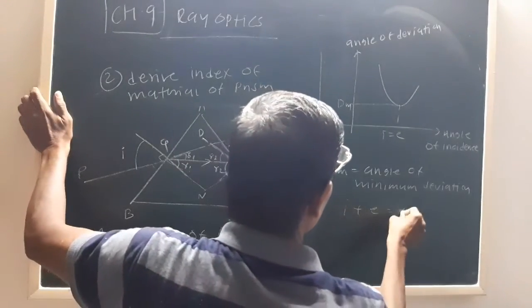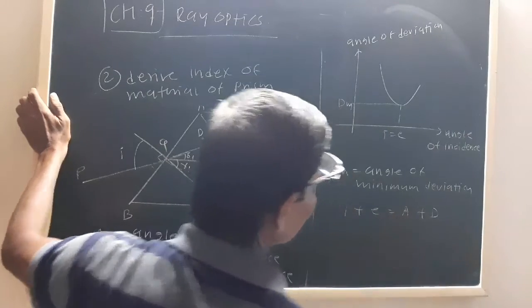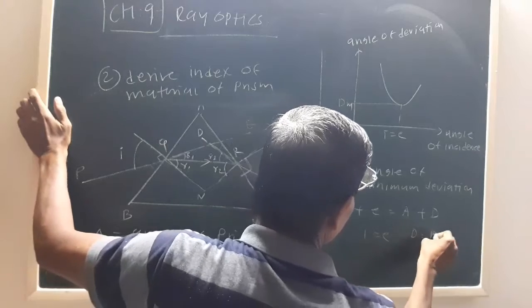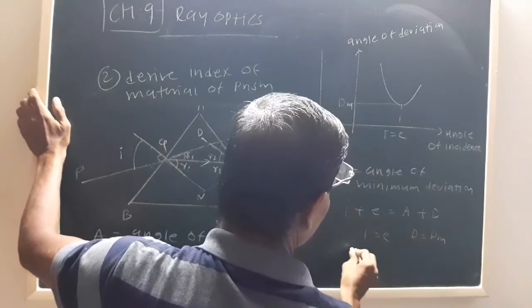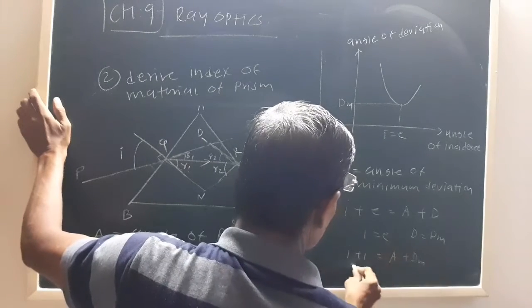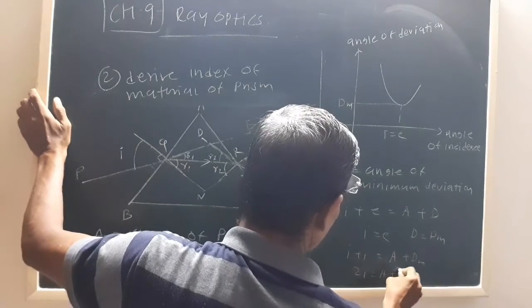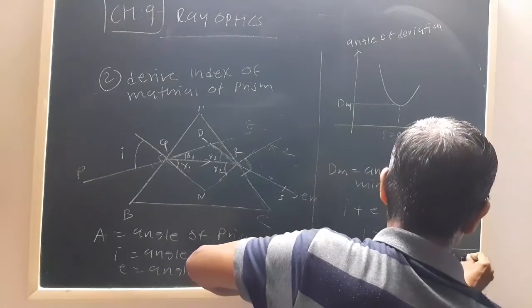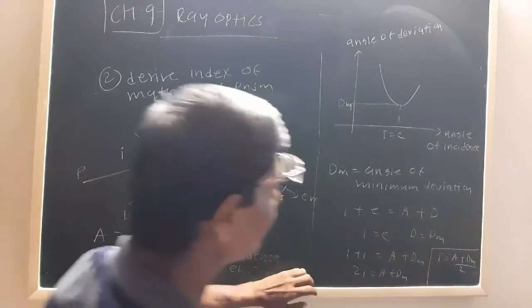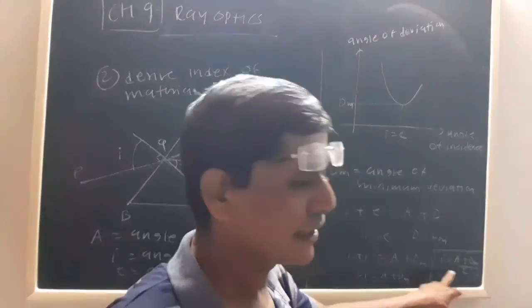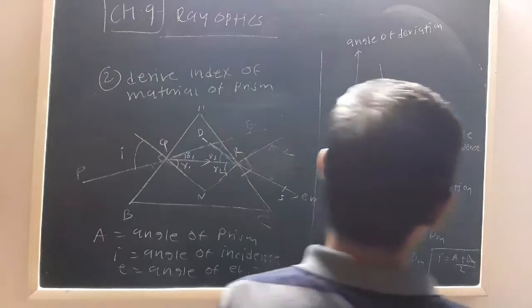i plus e is equal to A plus delta, or D. When i is equal to e, D is equal to Dm. So instead of e, I can replace i: 2i is A plus Dm. So i is equal to (A plus Dm) by 2. Ultimately, our refractive index equation is sin i upon sin r. This is the first part.